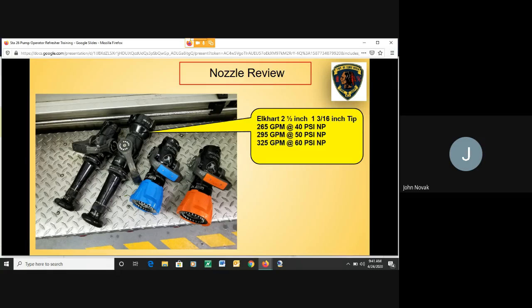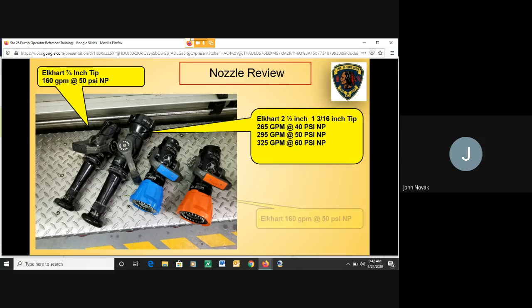So again, these nozzles can be underpumped or overpumped. What we mean by that is the optimal flow is 50 psi. So the 2.5-inch nozzle at 50 psi nozzle pressure is going to give you about 295 gallons per minute. You can underpump it to get 265, or you can overpump it to get 325 GPM. He also purchased the 7/8 tip, 1 3/4 nozzle, and that's going to give us 160 GPM at 50 pounds nozzle pressure, optimum flow. Again, this nozzle can be underpumped or overpumped depending on what the situation is.